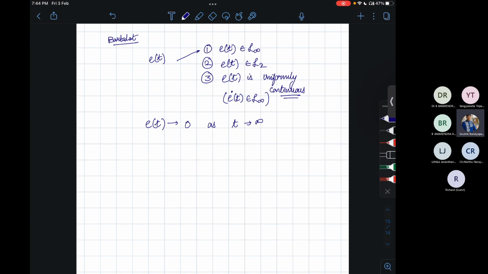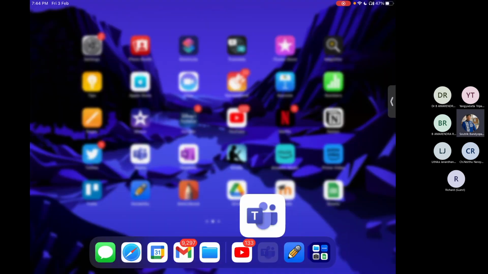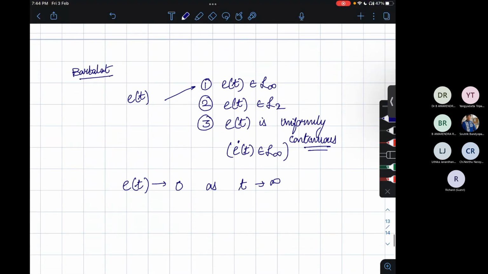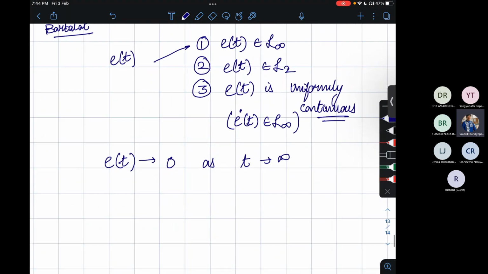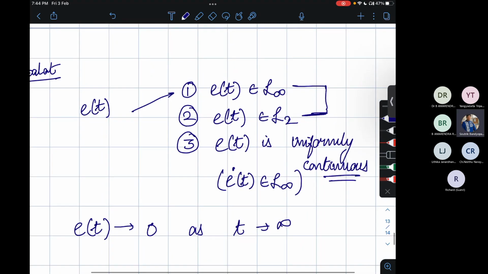Now, let me give you an intuition of why this is. The first two conditions say that e(t) is bounded and e(t) is square integrable, or the area under the curve of e square is bounded, right?